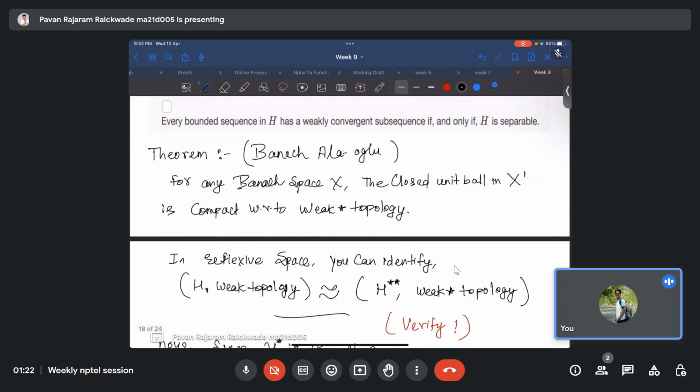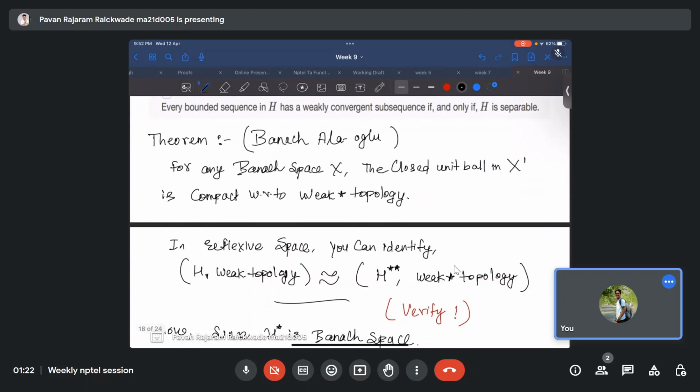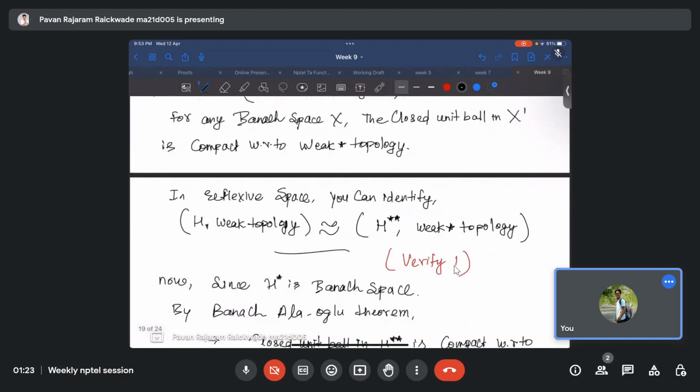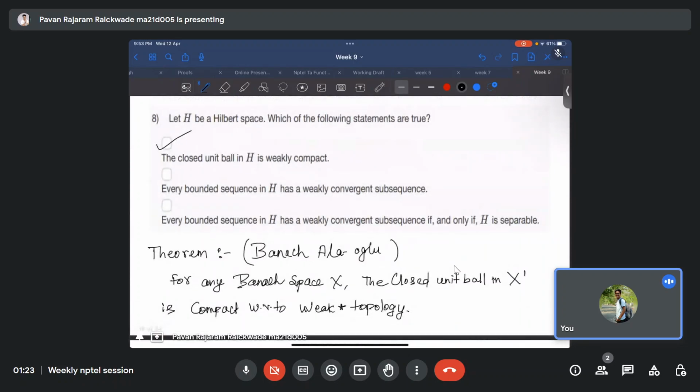One is Banach-Alaoglu, and then this is the consequence of reflexivity, that you can identify the space with its weak topology with its double dual with weak star topology. Okay, yes, that's the trick. Now you know that the closed unit ball in H is weakly compact.